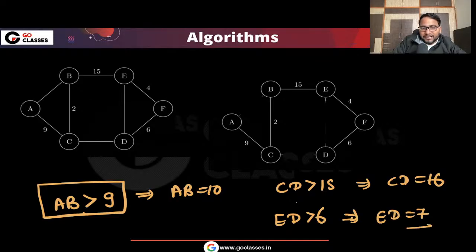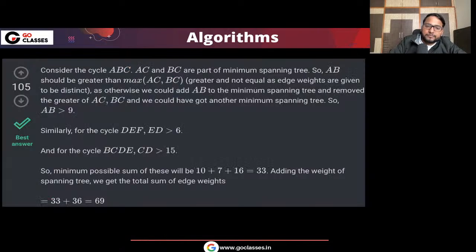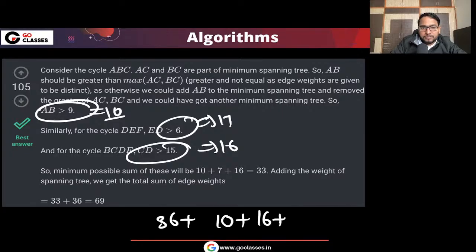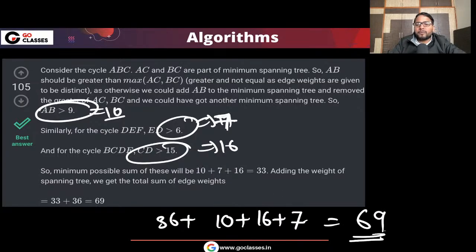So 36 was the earlier weight, then 10 plus 16 plus 7. Greater than 9 is 10, this is 16, this is 7. So 36 plus 10 plus 16 plus 7 gives 69, which is the correct answer here. Let me know if you have understood this.